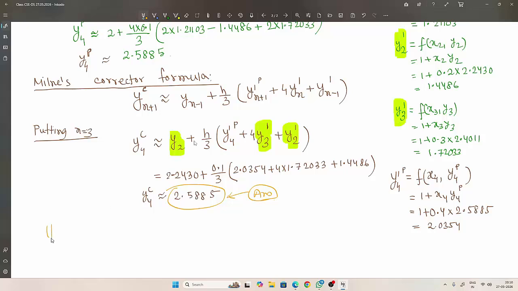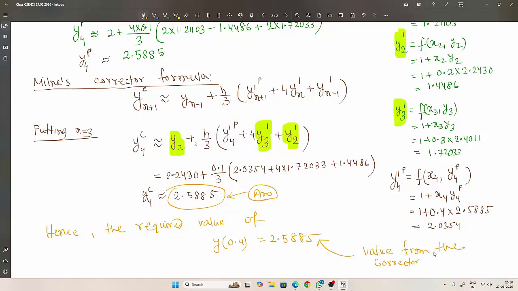Okay. So hence the required value of y at 0.4 is equal to 2.5885. Always remember this value will be the value from the corrector formula. No matter whether it is the same or not the same, your answer will be the value which you get from the corrector formula. Is it clear?